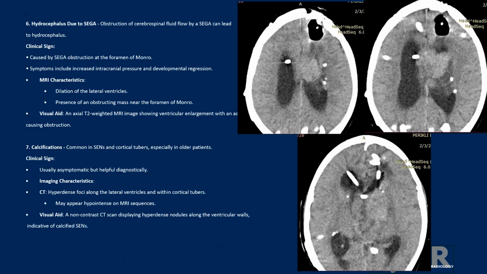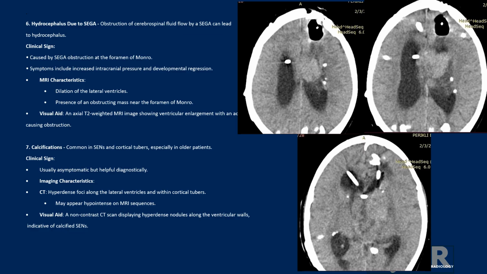Hydrocephalus due to a subependymal giant cell astrocytoma. Obstruction of the cerebrospinal fluid flow by a subependymal giant cell astrocytoma can lead to hydrocephalus. It is caused by the obstruction of the foramen of Monro by the tumor, and symptoms include increased intracranial pressure and developmental regression.